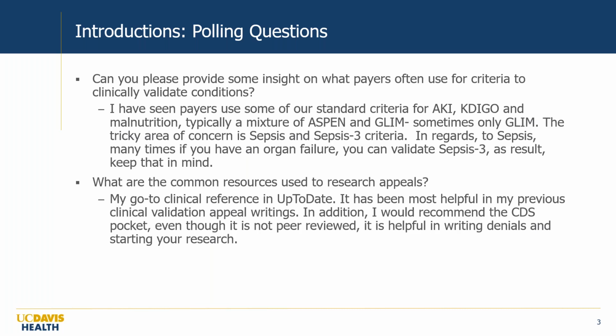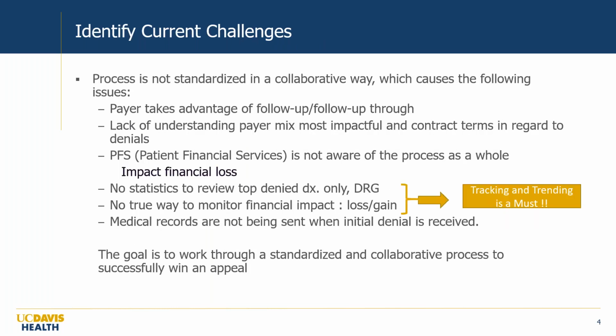The second polling question was about what are some of the common resources used for research for appeals. My go-to clinical reference tool is UpToDate. It's a peer-reviewed platform where you can look up any clinical diagnosis and read about the clinical criteria that's utilized to diagnose. And this is for physicians by physicians. So it's a powerful tool to use for clinical validation denials.